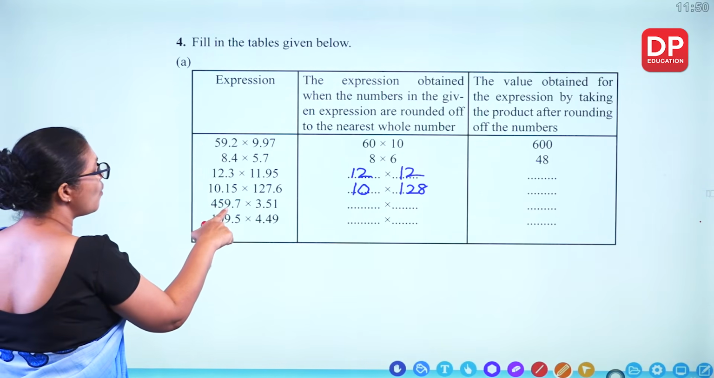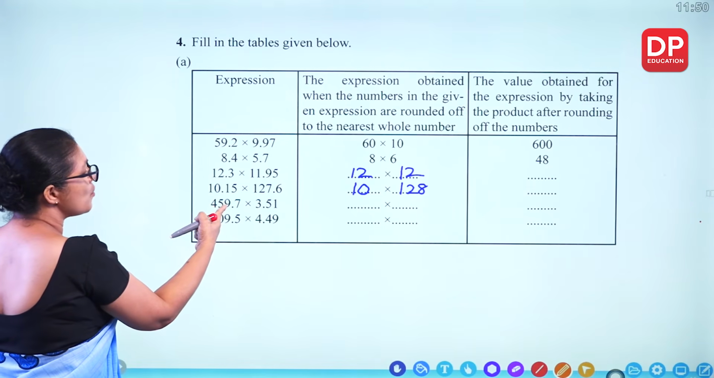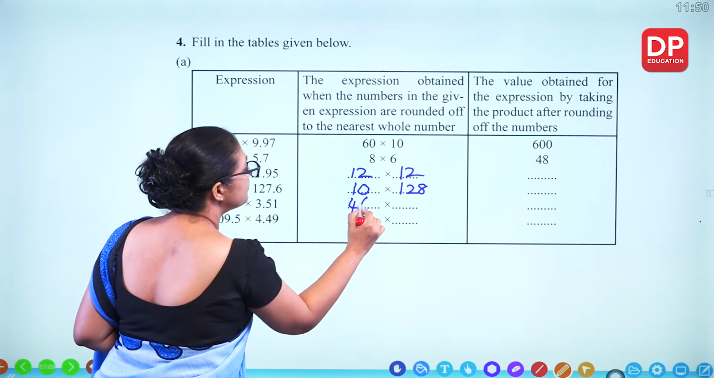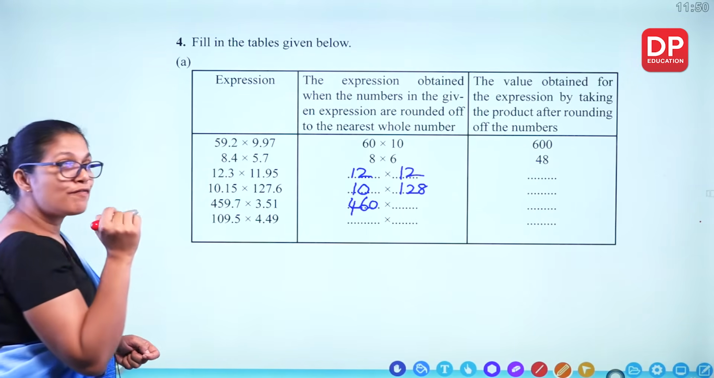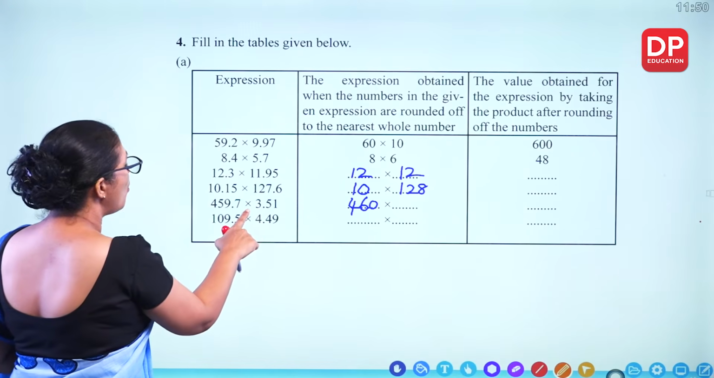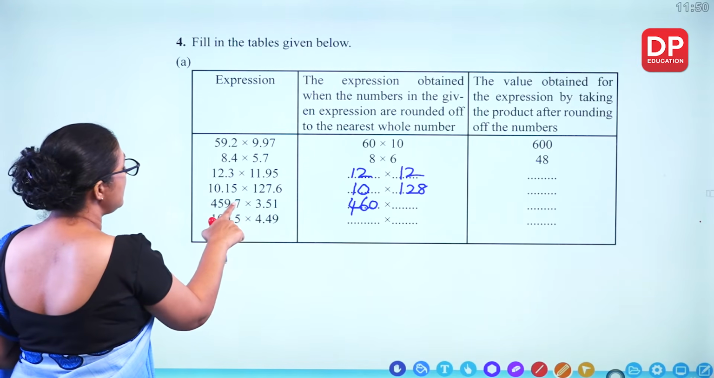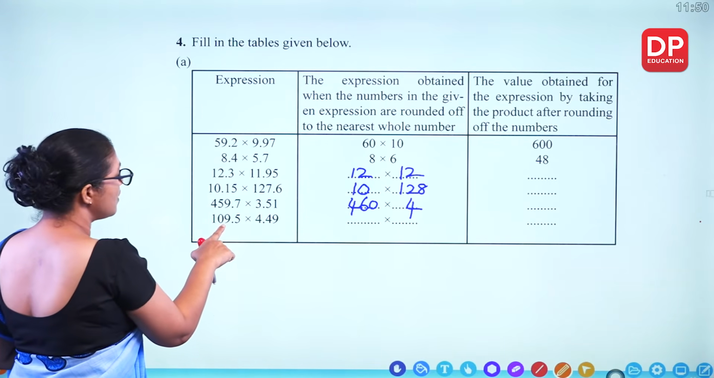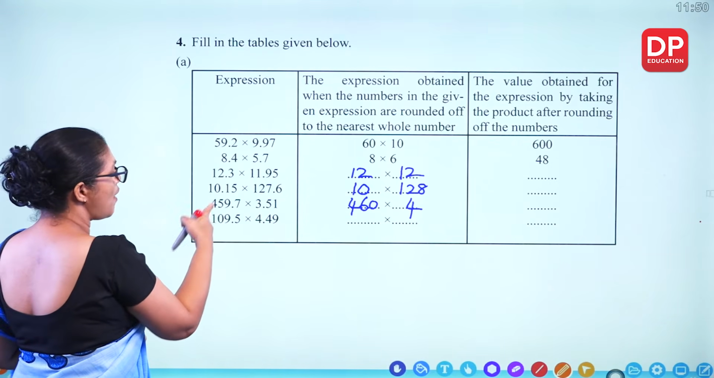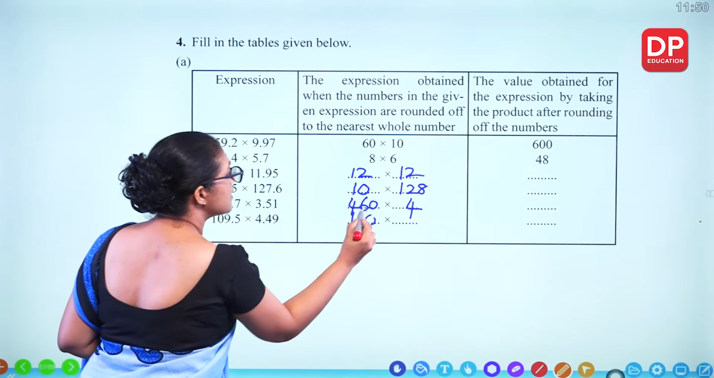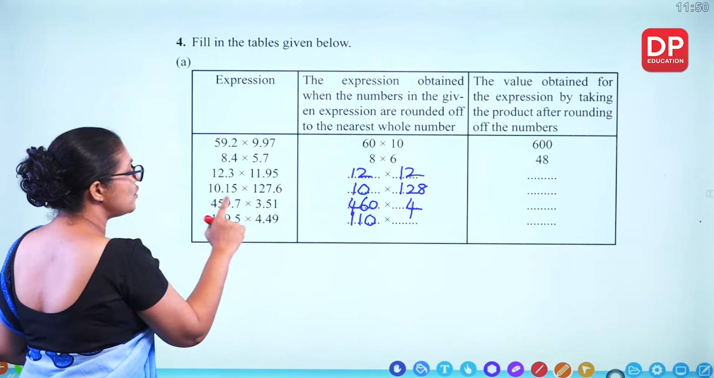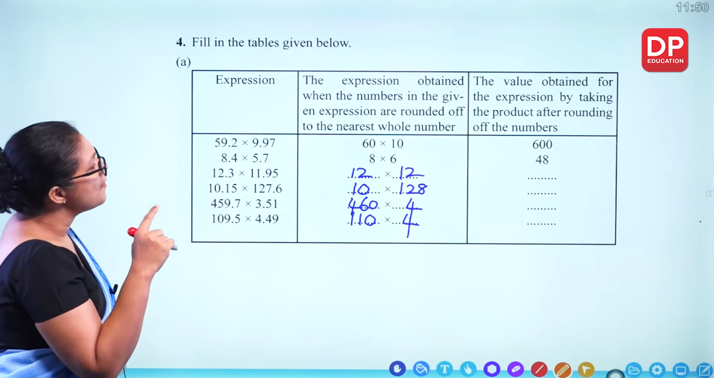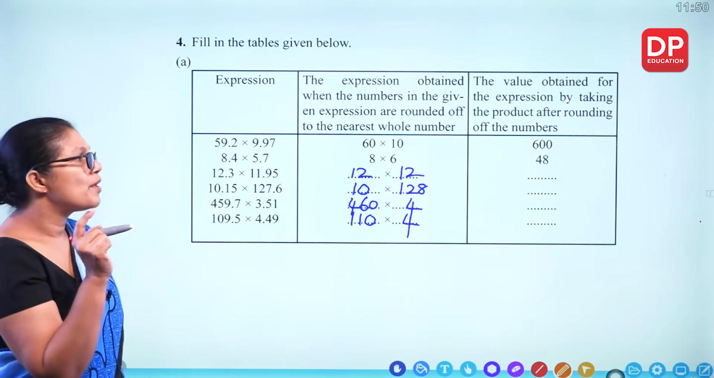This one, whole number, you have to add 1. So when you add 1, this becomes 460. 3.51 to the nearest whole number, it becomes 4. 109.5, you have to add 1. 110. 4.49, we don't need to add, just 4. So those are the numbers rounded to the nearest whole number.